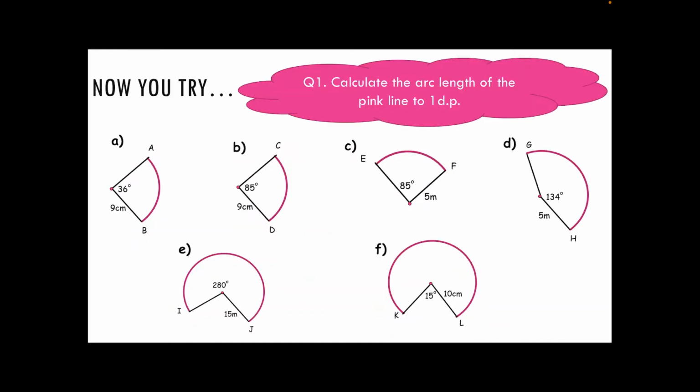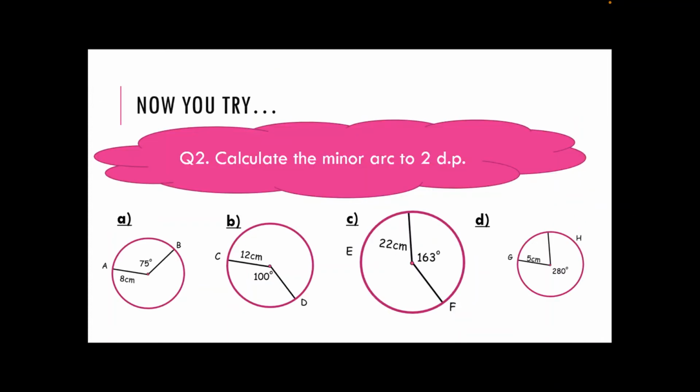Well done guys, that is you at the end of today's lesson. I've not split it into sections this time. Hopefully we get through the work much quicker today than we have our last couple of lessons. You can see here I've got 6 basic calculating the arc length to 1 decimal place. Be careful with parts E and F, they're a wee bit trickier.